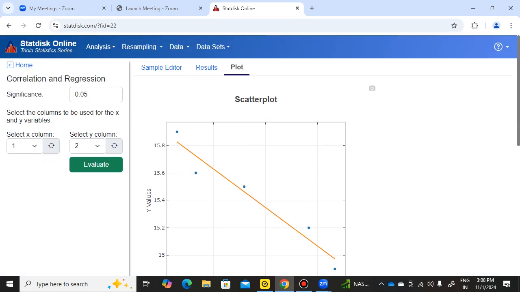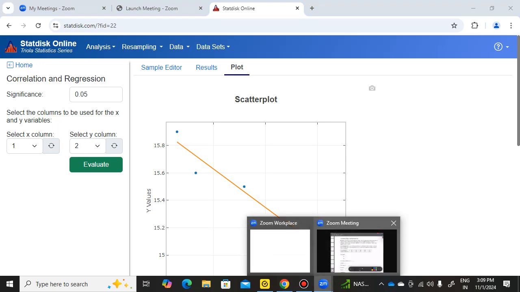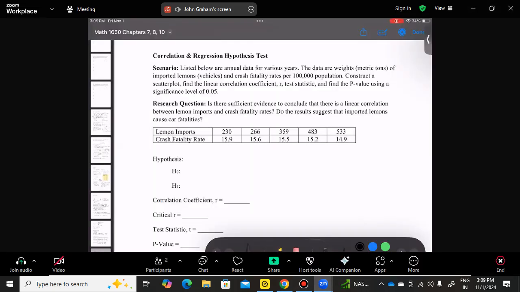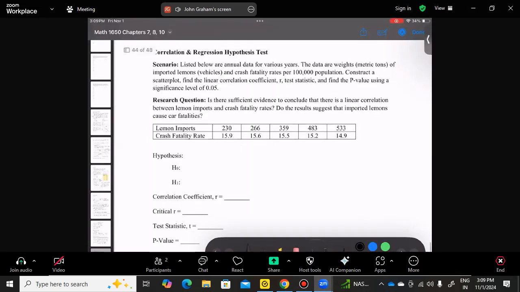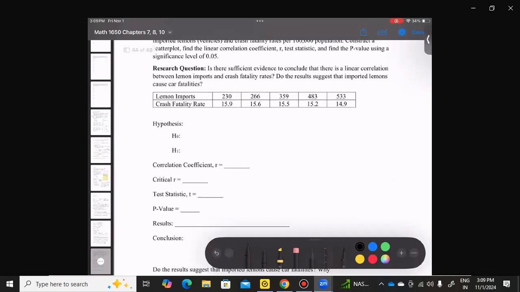All right, so let's go back and look at the hypothesis test. So again, you will look at the hypothesis where there's no correlation, or R is 0, as your null, and then the alternate is correlation and R does not equal 0. So we are looking at a graph that's two-tailed.